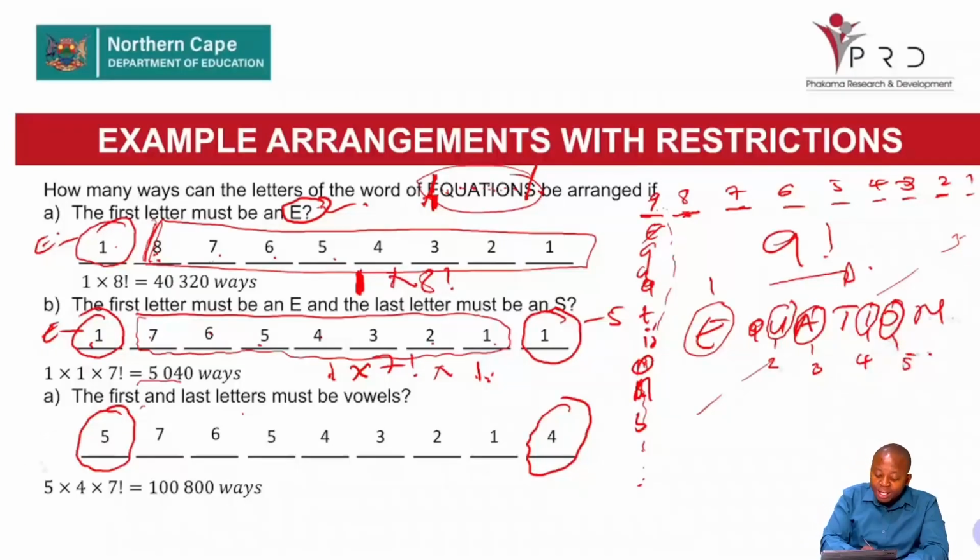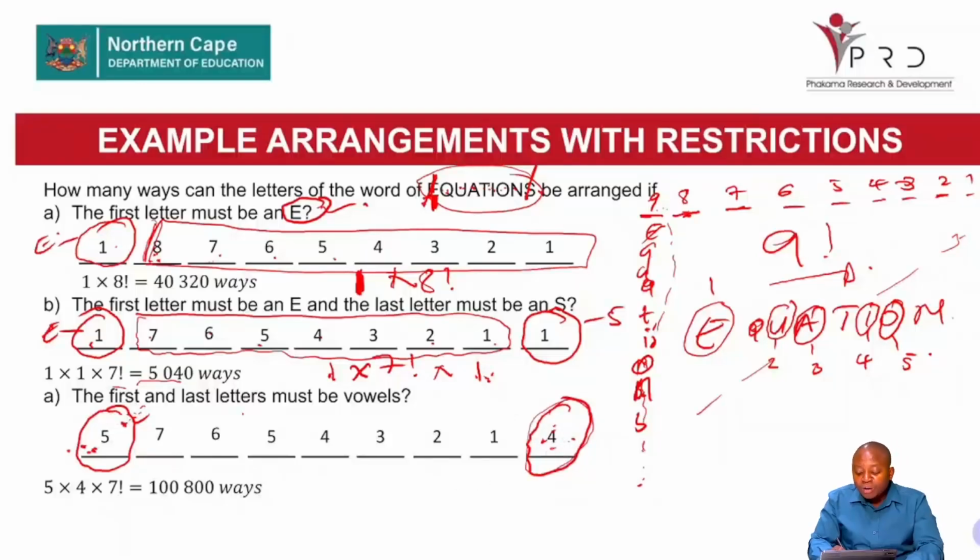Now, that is to say, in the first slot, we can have 5 options. We have 5 vowels. But remember, the vowel restriction applies to the first and the last slots, not the first 2 slots. Now, we have 5 vowels to choose from. So for the first one, we have 5 options. If I take 1 vowel, we remain with 4 vowels, and that other vowel can be on the last slot.